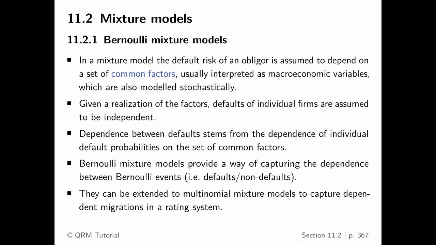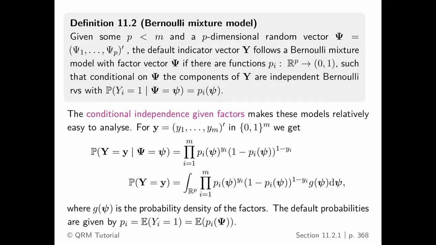these are called Bernoulli mixture models because we're still interested in default and non-default. We could have multinomial mixture models if we're interested in different rating transitions, upgrades and downgrades, but certainly in this chapter we'll just think of the 0-1 case, although we could extend it to the multinomial case. So this is the abstract definition of a Bernoulli mixture model, but the idea is really simple.